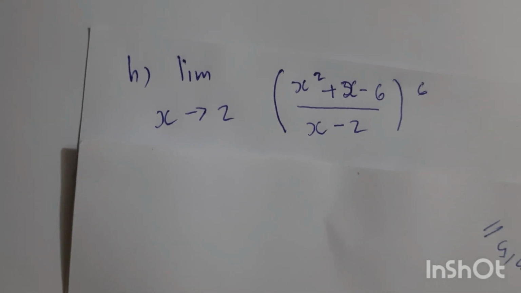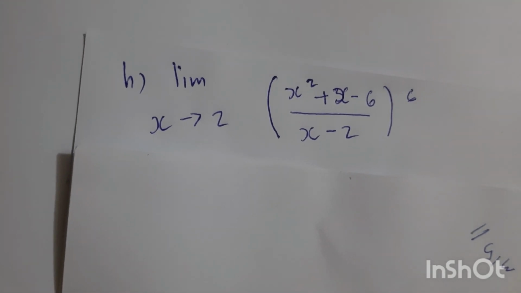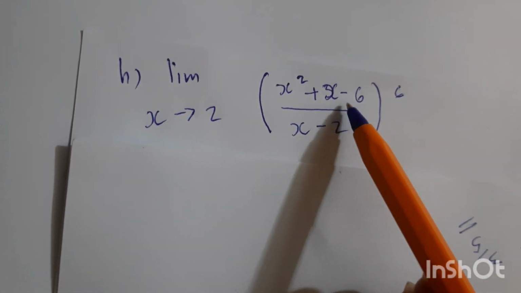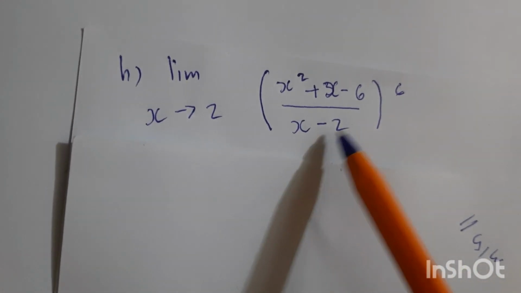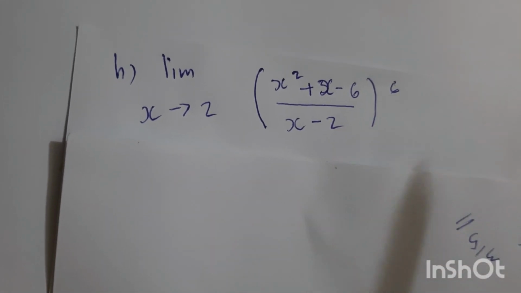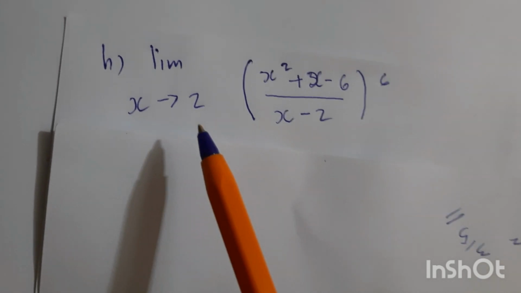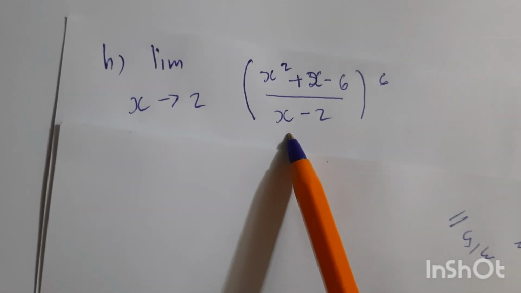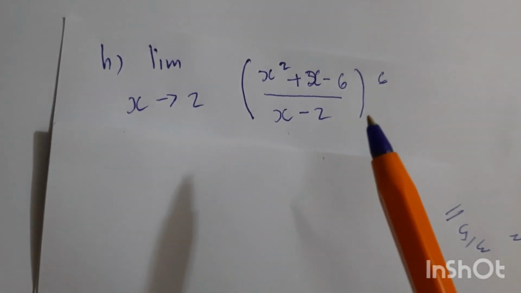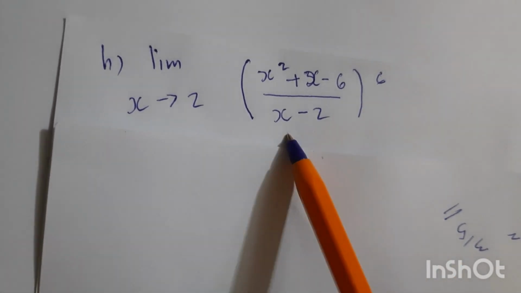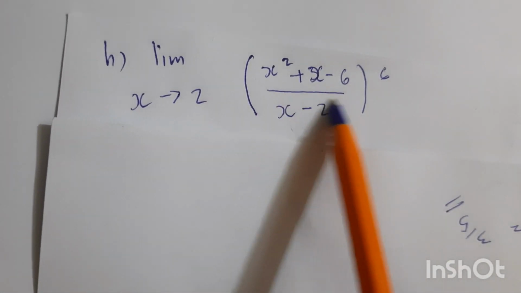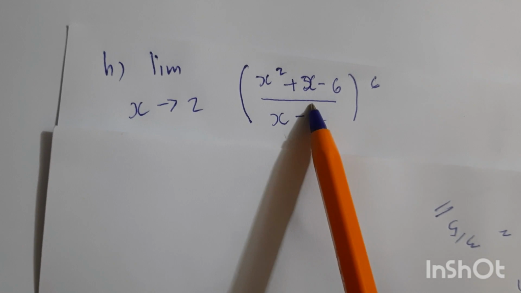So for H, with the limit as x goes to 2 of (x² + x - 6) over (x - 2), all this to the power 6. We cannot replace it directly, because if we replace x with 2 here, you end up with 0. So as usual, we have to simplify this entire thing. We're first going to break this down into its simpler versions.